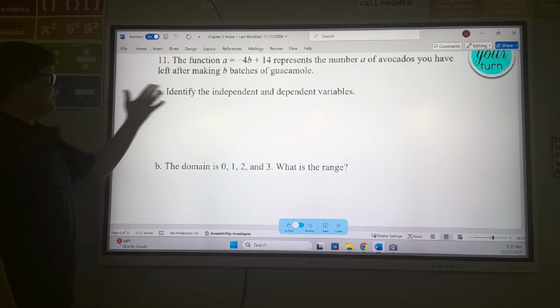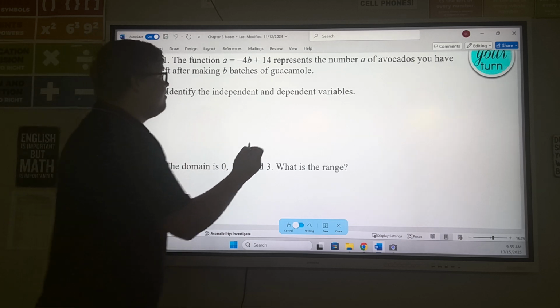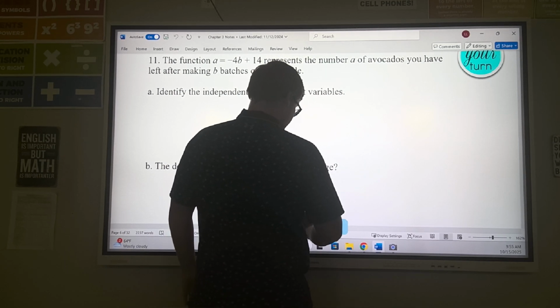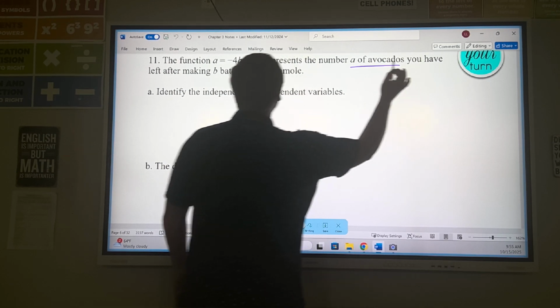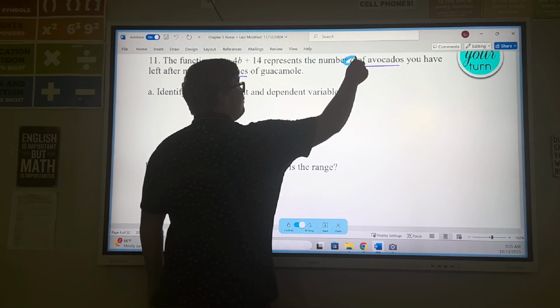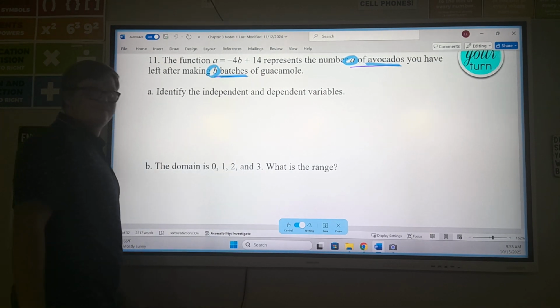Okay, we have a function which is a equals negative 4b plus 14. It represents the number of avocados you have after making b batches. Remember, a represents avocados, b represents batches, right?